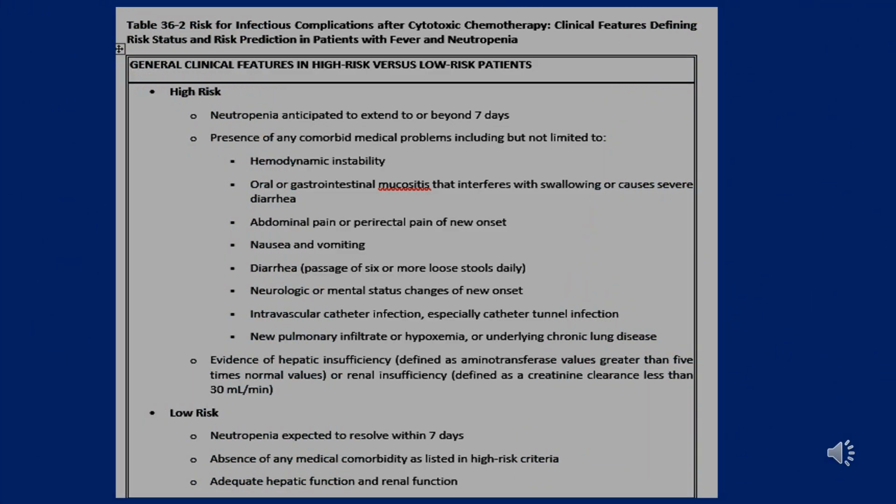Pause the video and carefully scrutinize Table 36.2 summarizing risk for infectious complications after cytotoxic chemotherapy. Clinical features defining risk status and risk prediction in patients with fever and neutropenia before advancing to the next slide.